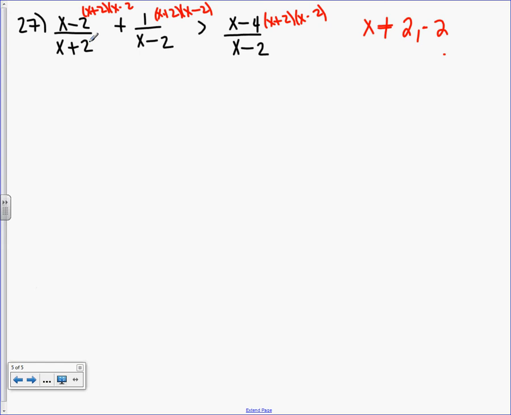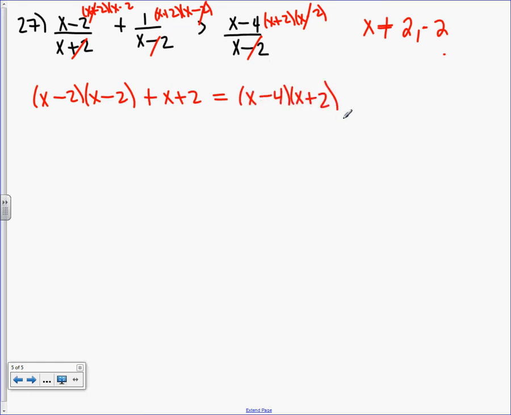Okay, so the x plus 2's cancel, so I'm left with x minus 2, x minus 2. The x minus 2's cancel, so I'm left with x plus 2. I'm going to do an equal sign and worry about the inequality later. Okay, the inequality isn't helpful at all until the end. All right, so the x minus 2's cancel, and I'm left with x minus 4, x plus 2. Is anybody confused by that? That is the only new thing that we've done.